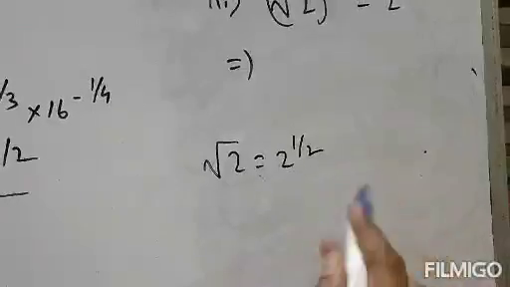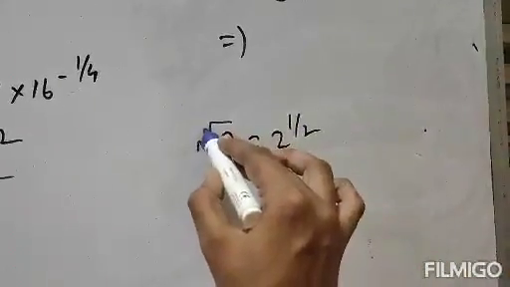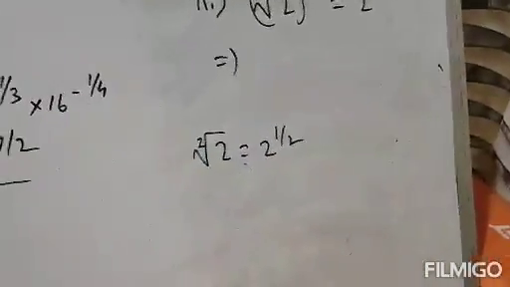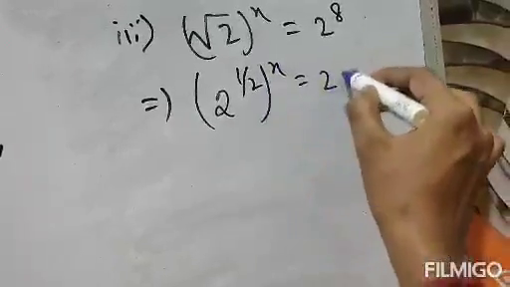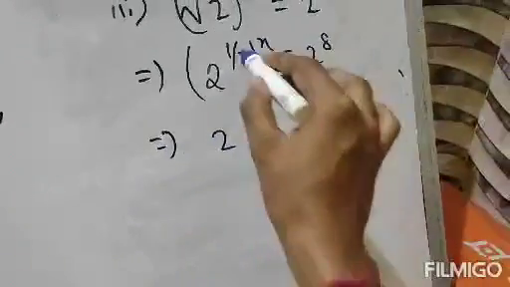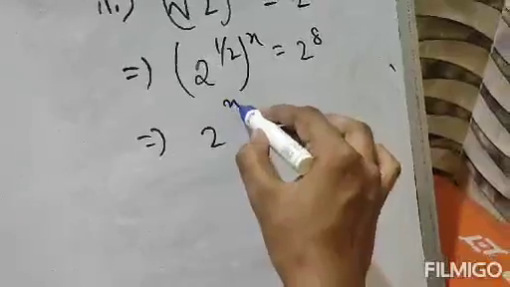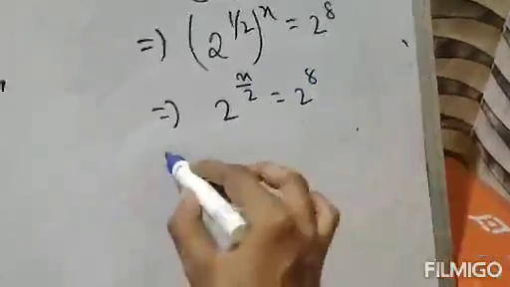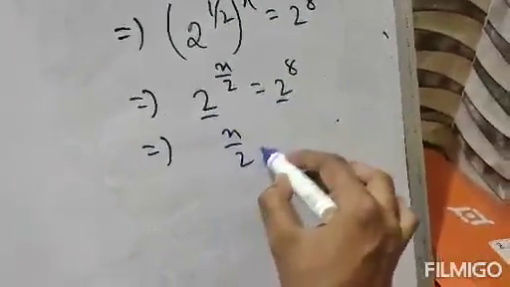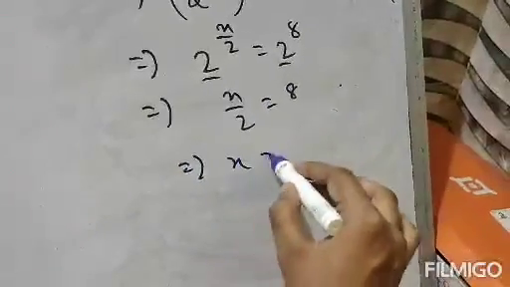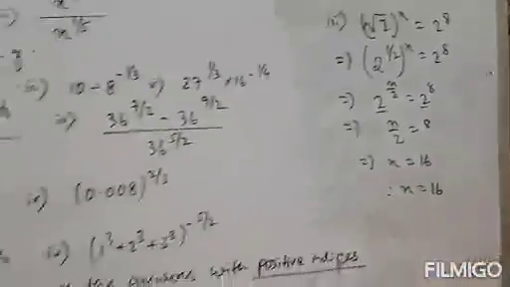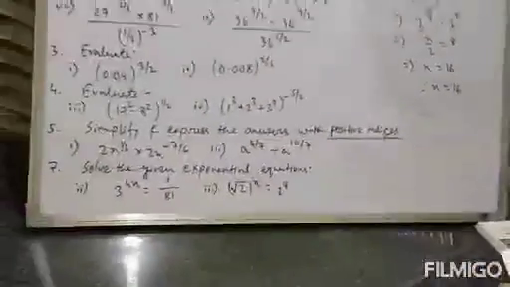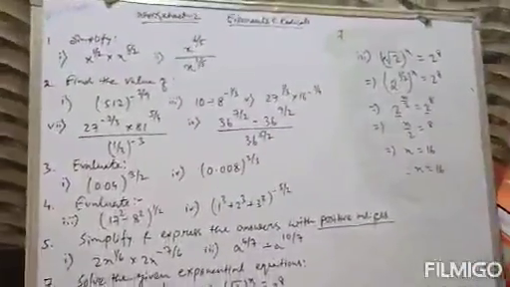Here 2 is present, so root 2 means 2 to the power 1 by 2. So we can write 2 to the power 1 by 2, whole to the power x, equals 2 to the power 8. That means 1 by 2 into x, so it is x by 2, equals 2 to the power 8. Now both the bases are same, so powers will be equal. So x by 2 equals 8. Now cross multiply: x is 2 into 8, 16. Therefore the value of x is 16. Clear? So worksheet 2 is complete and the chapter is complete. Thank you.